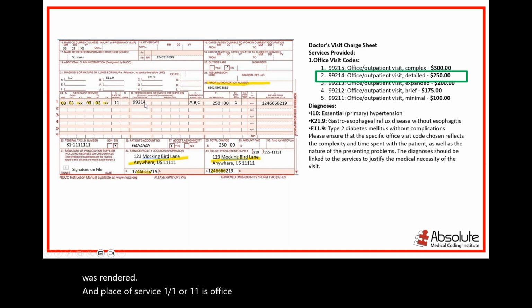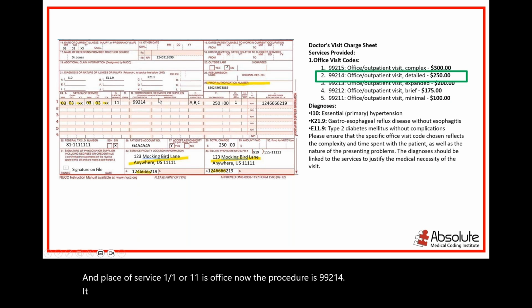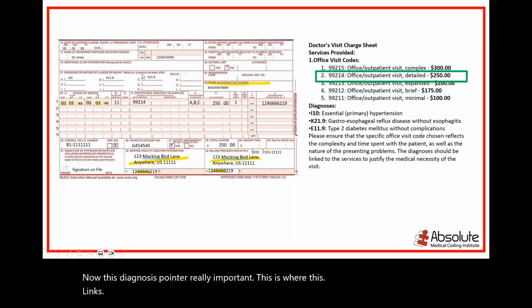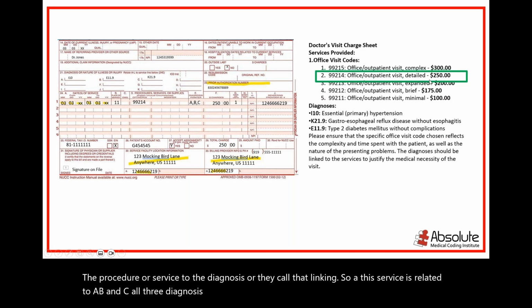Now the procedure is 99214. And then if there are any modifiers, I'll put them here. You can have up to 4 modifiers. Now, this diagnosis pointer, really important. This is where this links the procedure or service to the diagnosis, or they call that linking. So this service is related to A, B, and C, all 3 diagnoses. The charge is $250. The number of units, 1.